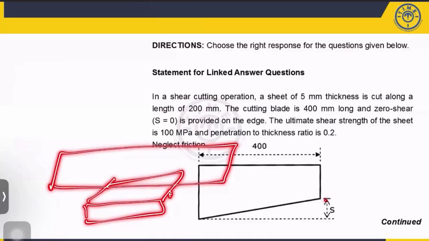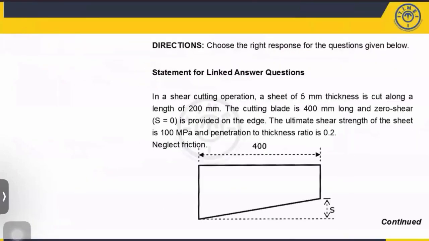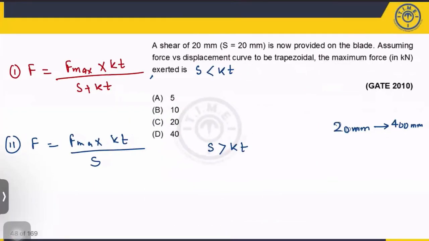You are providing the shear over this 400 mm length, which is 20 in this particular question. But you are cutting only a length of 200 mm. That means you have to calculate what the shear will be for the 200 mm length. So for 20 it is 400 millimeter. Can you please tell me, sorry, for 200 what will be the shear?